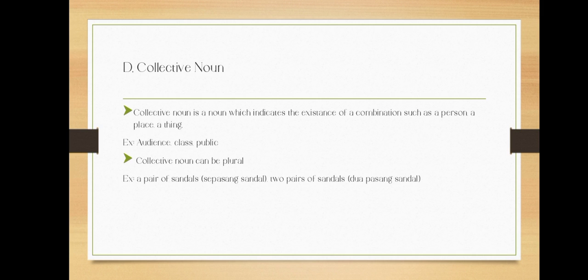Okay, for the last is collective nouns. A collective noun is a noun which indicates the existence of a combination, such as of persons, places, or things. For example, audience, class, public. A collective noun can be plural. For example, a pair of sandals, or sepasang sandal, and two pairs of sandals, dua pasang sandal.